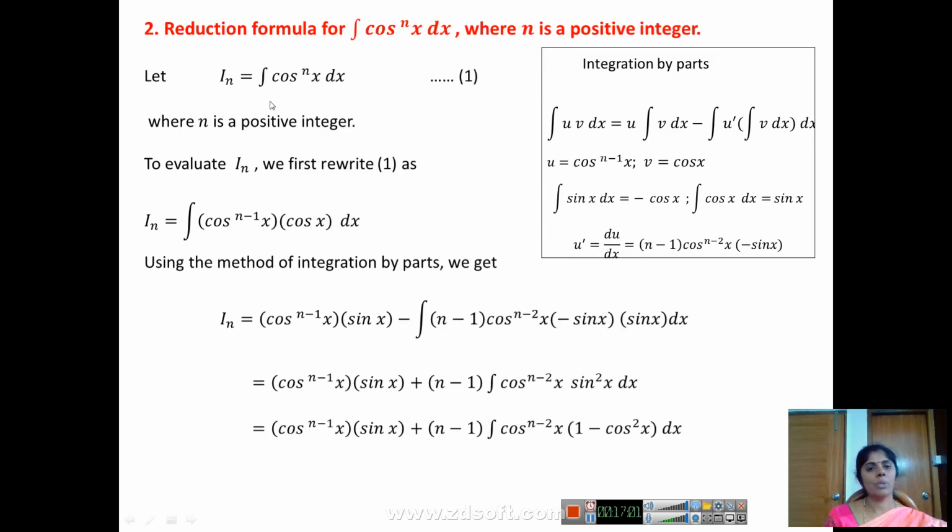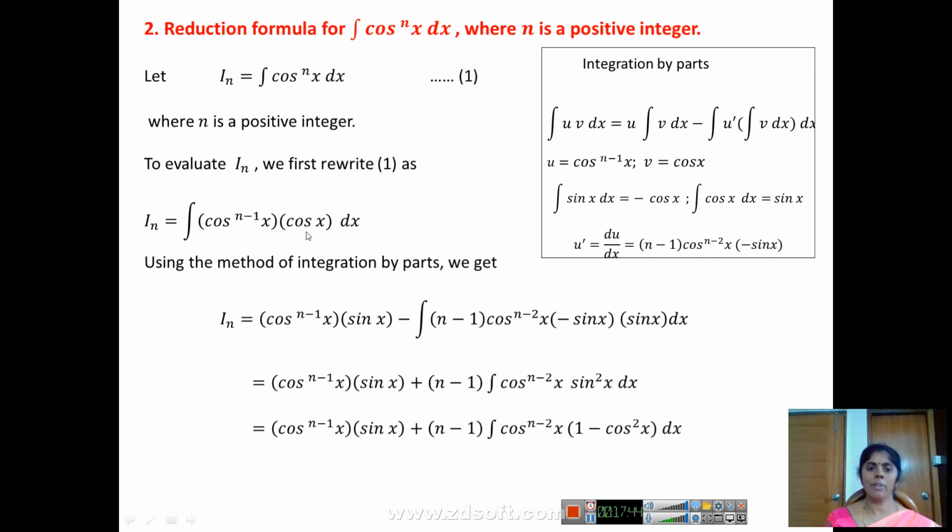So next we move to another reduction formula, for the integral of cos to the power n of x dx, where n is a positive integer. The same methodology we can apply here. Let In equal the integral of cos to the power n of x dx, where n is a positive integer. This cos to the power n of x can be written as cos to the power n minus 1 of x into cos x dx.